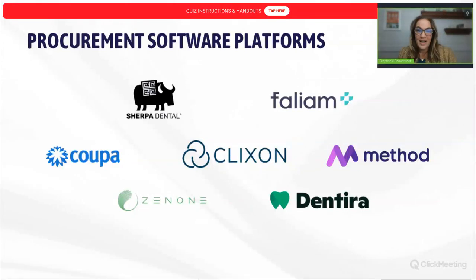So to get started talking about purchasing or procurement software platforms, there's a lot of them. I've put on the screen 7 of them that I'm most familiar with, that all have great support, and that any practice can reach out and get a demo of the software. They have different levels of product offering, different looks and feels, and different just workflow within the software. But I wanted to show you a couple examples of the companies that are out there.